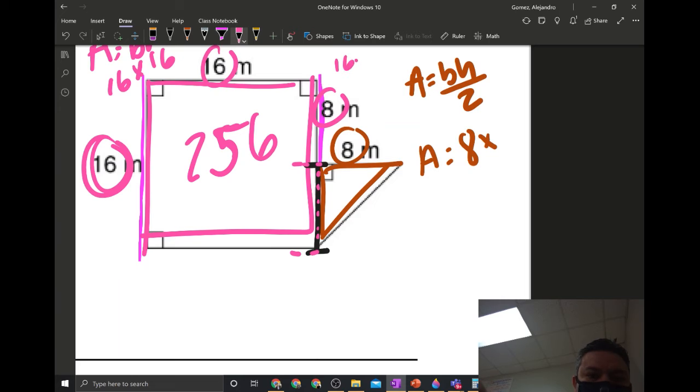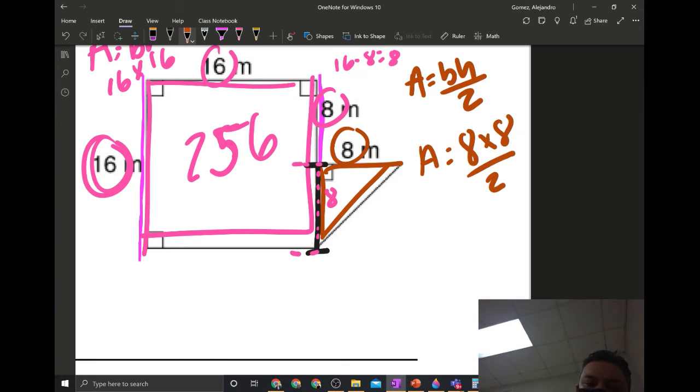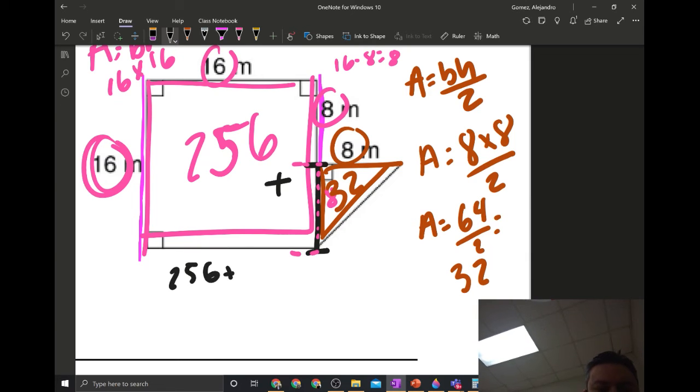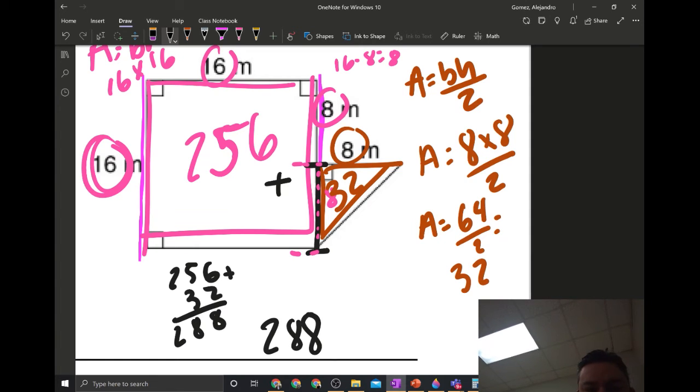Easy. 16 minus 8 gives you 8. So this is also 8. So the formula is going to be 8 times 8 divided by 2. Area equals 8 times 8, 64 divided by 2 equals 32. So this right here is 32. And all you have to do at the end is add them together. 256 plus 32. So the answer is 288, and these are meters squared.